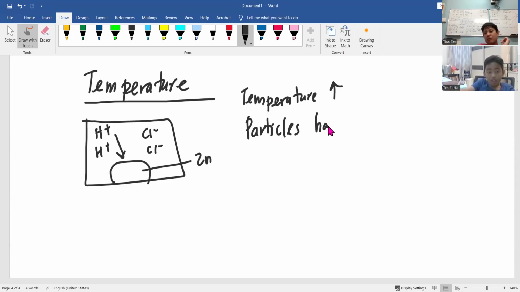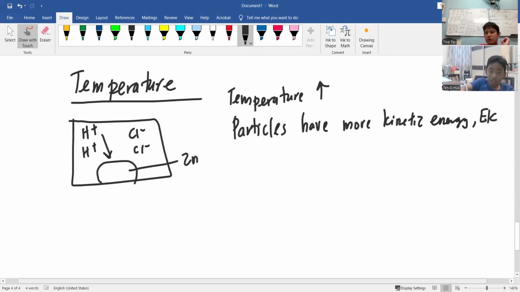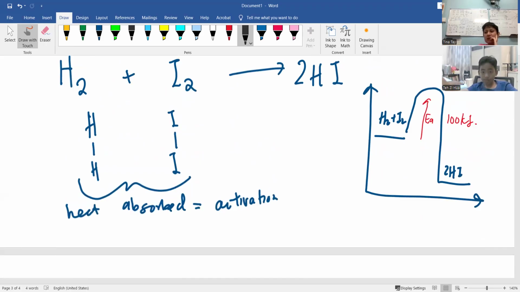Particles have more kinetic energy. Kinetic energy, the symbol is EK. Now, because the particles have more energy, do you think more particles will achieve the activation energy? Think of energy as money. If I give them more money, do you think more of them can achieve 100 ringgit? Yes. So more particles can achieve activation energy.